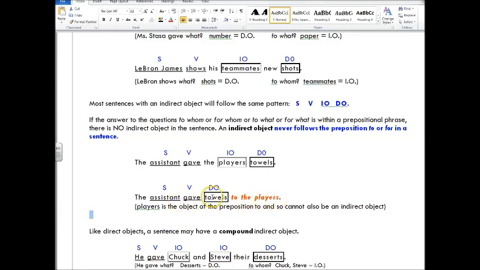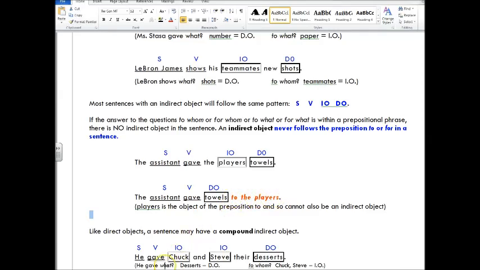In this case, we still have our subject, verb, direct object. That hasn't changed. But you'll notice players has moved from between the verb and the direct object to after the direct object, and it now follows the preposition to. Because it's now part of the prepositional phrase, to the players. And you should cross it off.